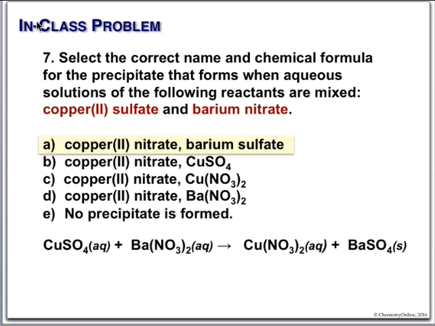Simple double replacement. All you do is swap ions. And if you don't get a solid, then nothing happens, right? It's not a reaction unless something happens. Any questions?